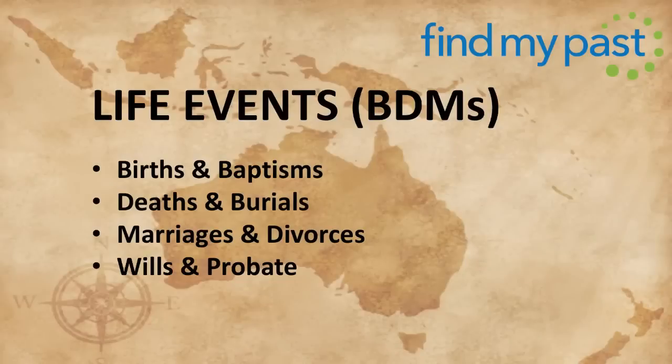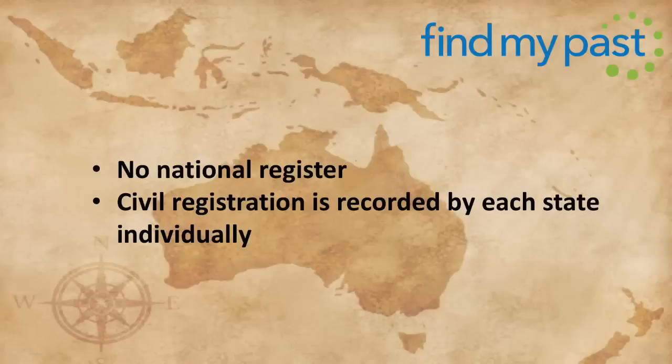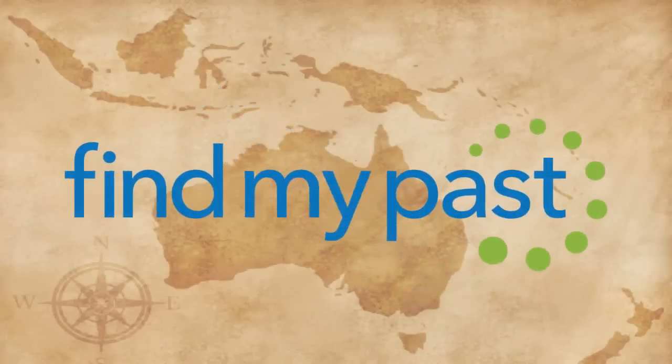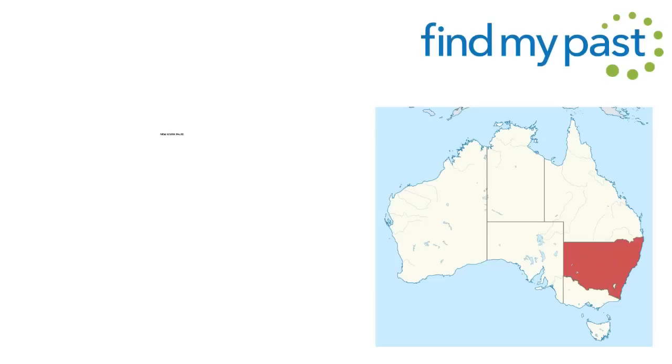When looking for births, deaths, or marriages, it's important to note that Australia does not have a national register, and civil registration is recorded by each state individually, so regulations around what years are available historically vary from state to state. However, first I'll show you what indexes are available on Findmypast, then I'll show you a guide on the various state registries and how to obtain official certificates. Findmypast has birth, death and marriage indexes for all Australian states as follows.